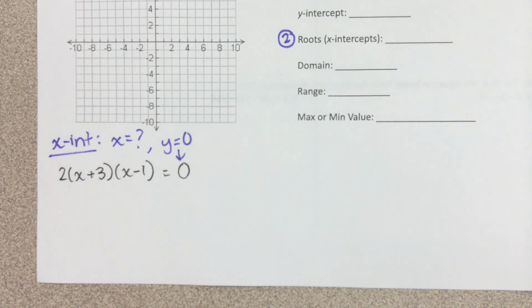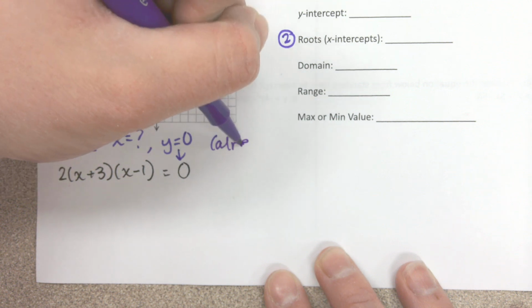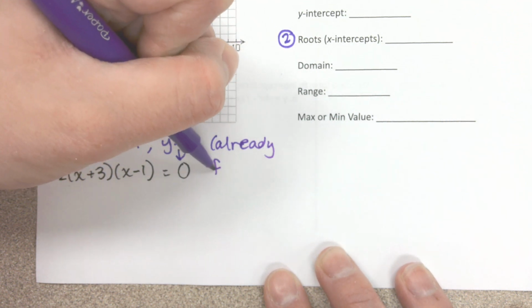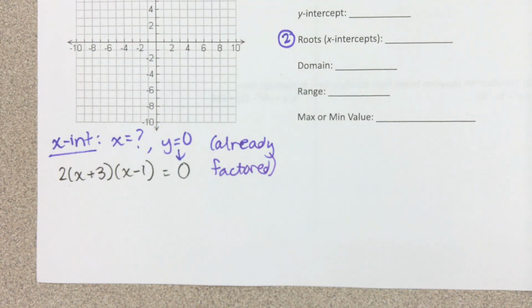If you remember on the last set of notes, this was the part that took us the longest because we had to factor it. This is already factored, so our life is so much easier with this kind of problem. I'm just going to make a note of that. Already factored. Saves us a bunch of time.